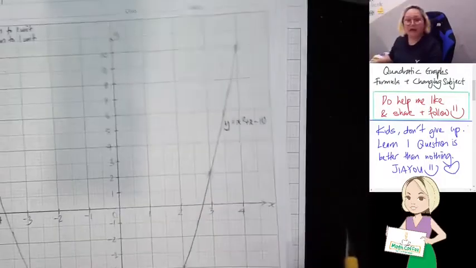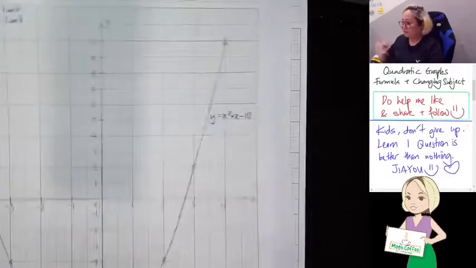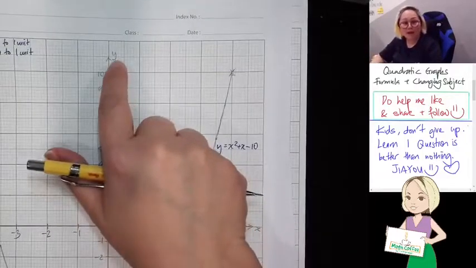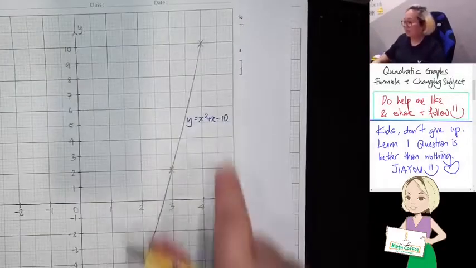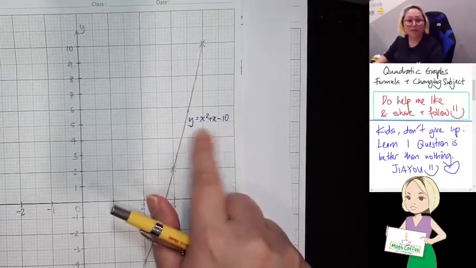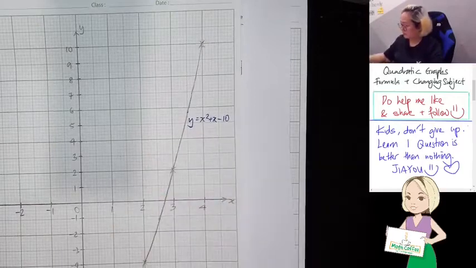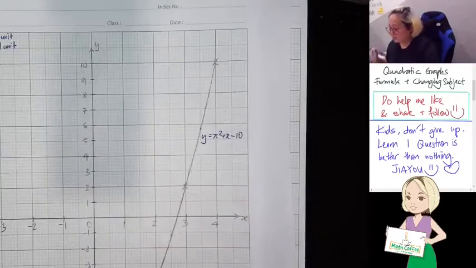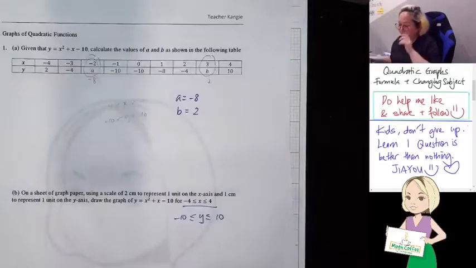Okay, so I have completed my curve. Next is remember to label this y-axis, label this as x-axis, and label your curve. So this curve is y equals to x squared plus x minus 10. Understand? Okay, so let's answer the question now.